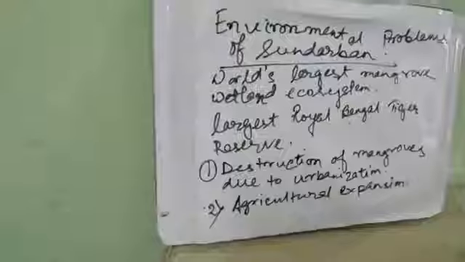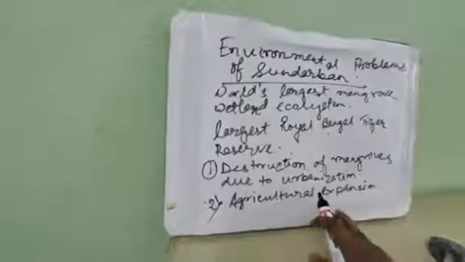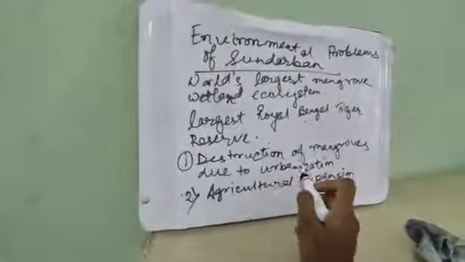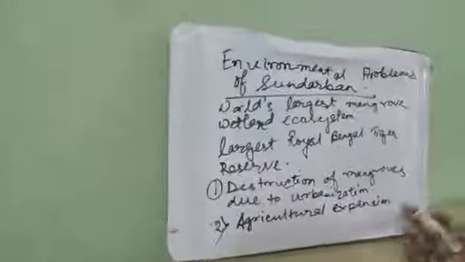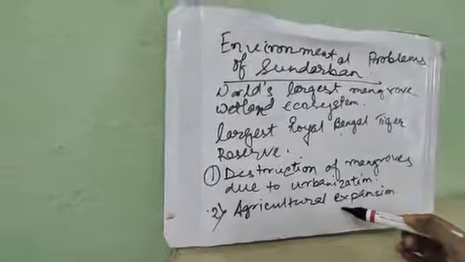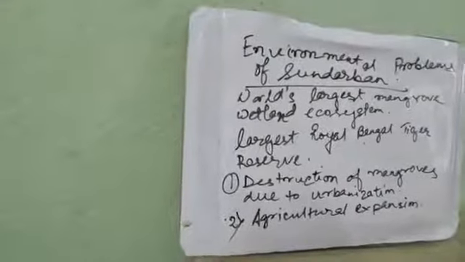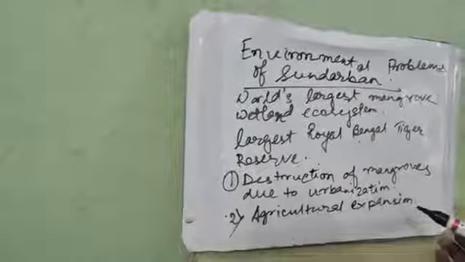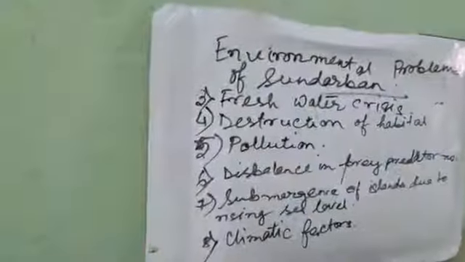We will see that. First of all, the mangrove trees are being cut off or cleared for two main causes. First is urbanization, that means due to building, due to shops. Okay. So for this reason, the mangroves are being cut off. Next is agricultural expansion. In order to cultivate the crops, the mangroves are being cleared off. Number 3 is freshwater crisis. What happens?